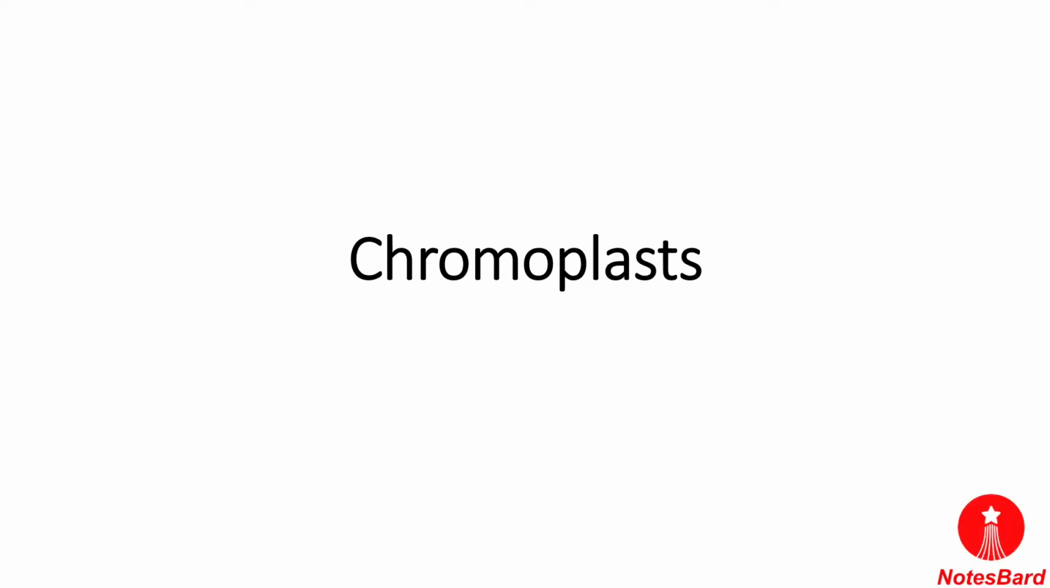Hello everyone. The next topic which we will be discussing is the chromoplast. Before moving towards the chromoplast, what chromoplasts are and what the functions and characteristics of chromoplasts are, we will first understand the plastid, because the chromoplast is a type of plastid. Plastids are characteristic components of the plant cell. They are only present in plant cells.